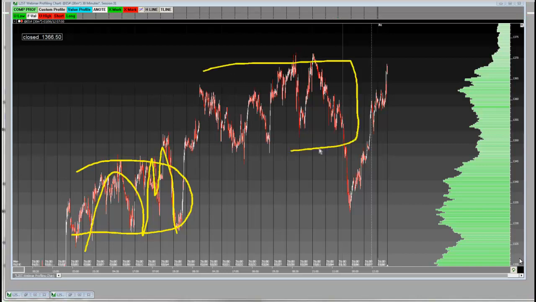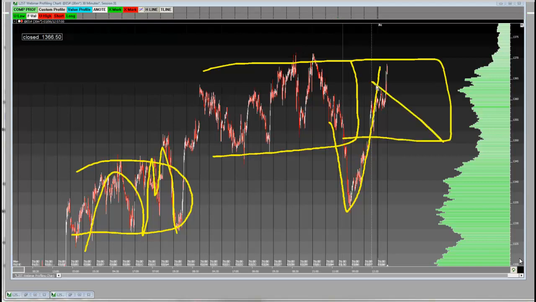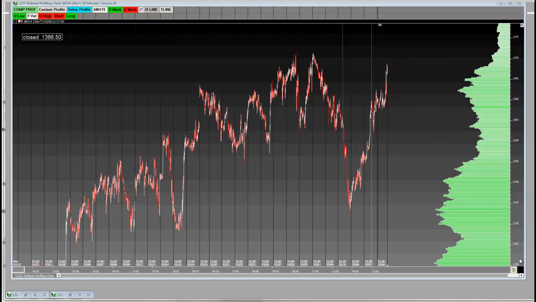So, you know, even when we had this big move down, it's still trading around this range. When we had this big move up, it's still trading around this range. Right here. So you can trade understanding that. You can trade knowing that.